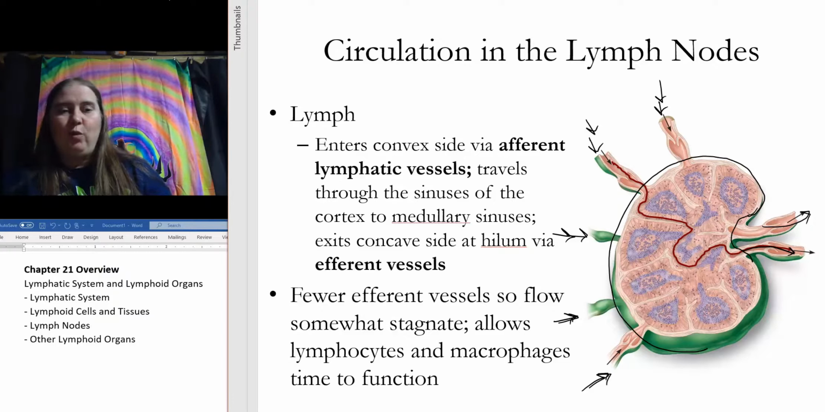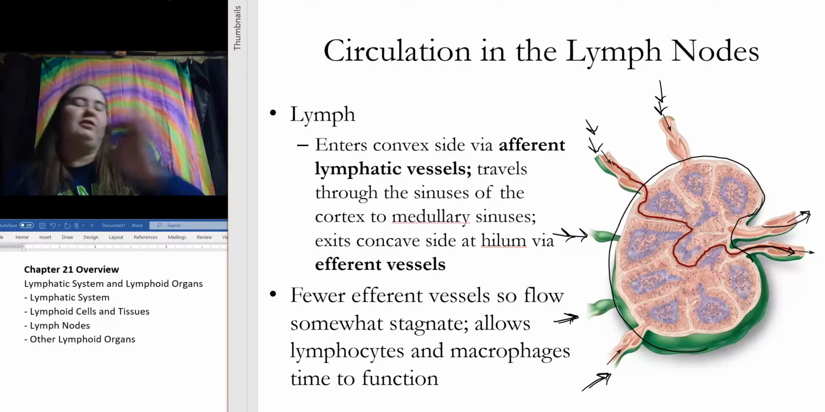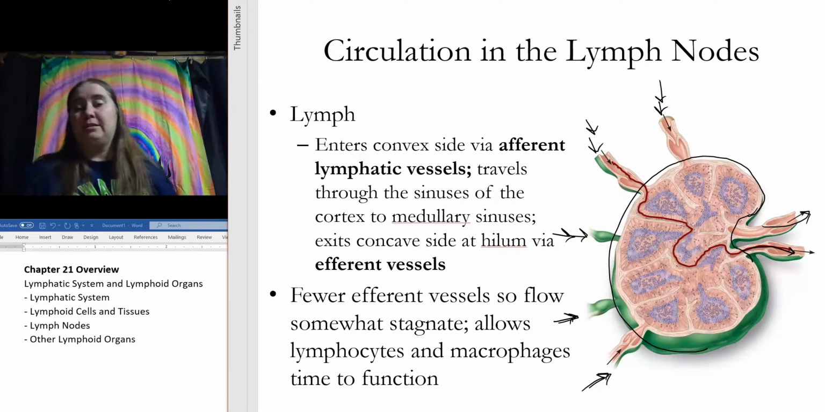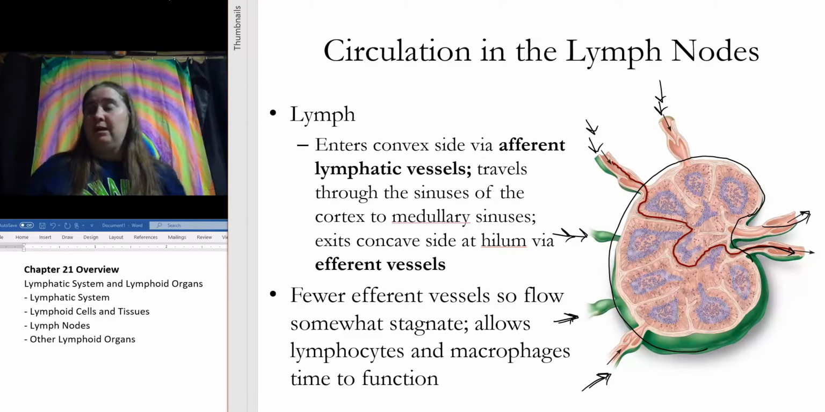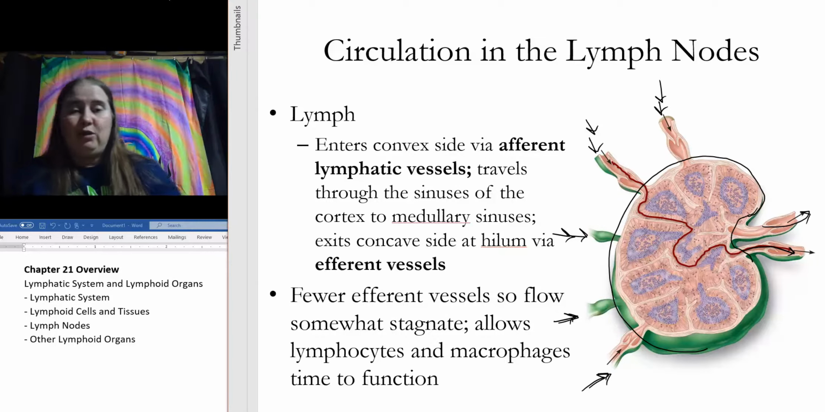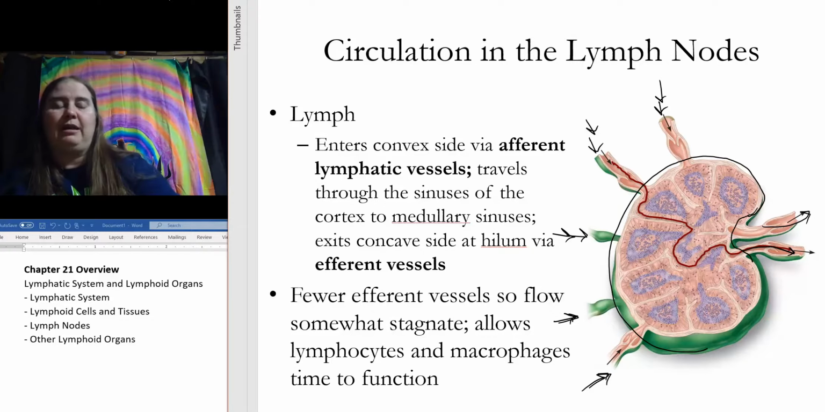Because if it was a 1-for-1, right, that fluid would just fly through that structure, and the immune system wouldn't actually get any time to see what was going on. So what we do is, by only having 1 or 2 efferent vessels, you slow down the rate that the fluid and the substance can move through this lymph node.